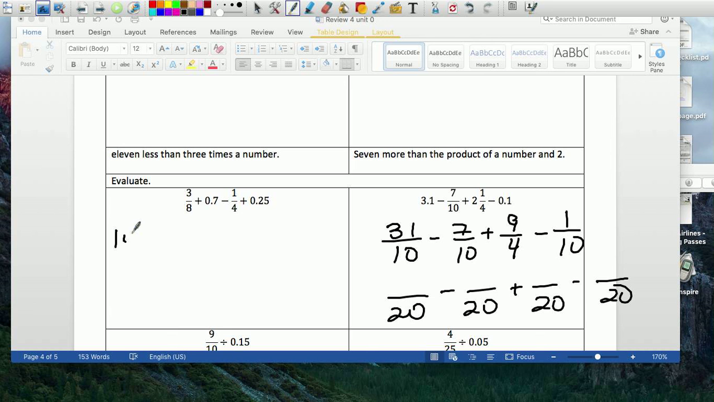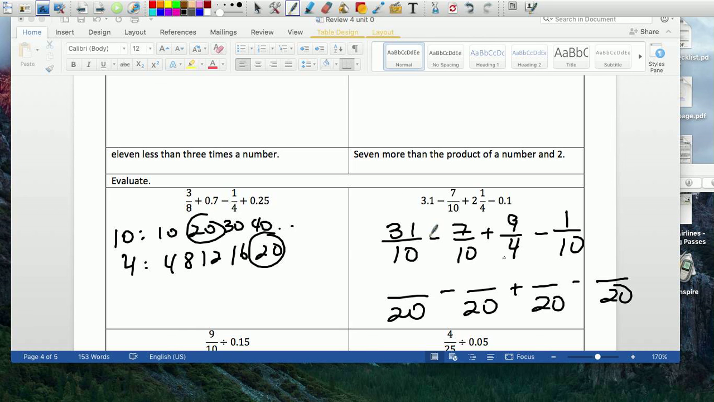Right, if you look at the multiples of 10: 10, 20, 30, 40, etc. 4 is 4, 8, 12, 16, 20. So again, you could have used 40, and if you use the smallest common multiple, then your fractions are going to be smaller. That's the only difference, but no, it doesn't hurt to use 40. Any common multiple of 10 and 4 would have been fine.